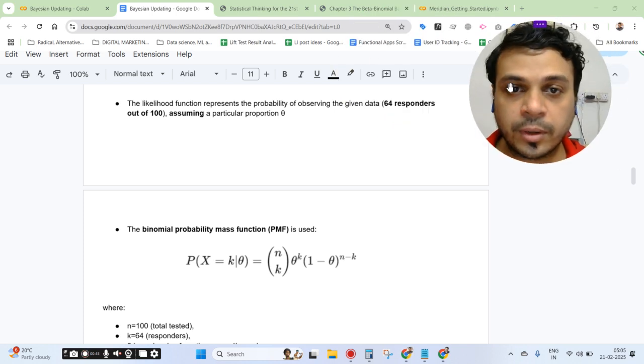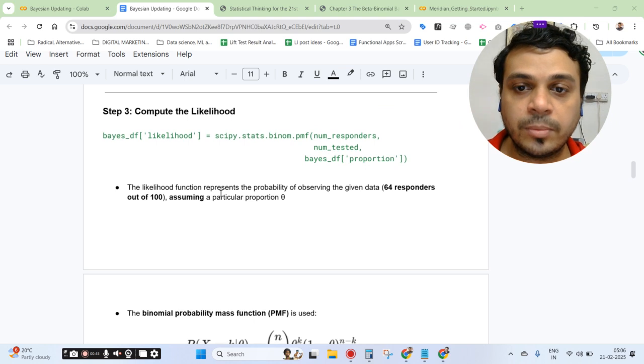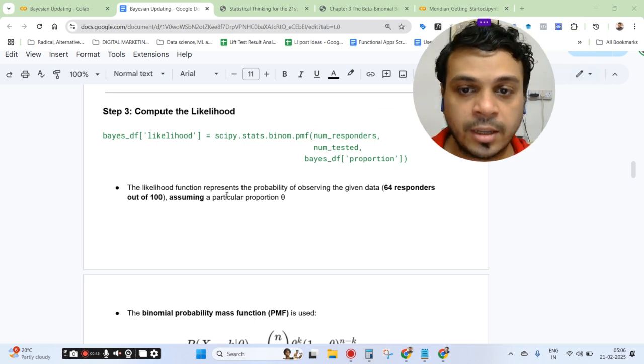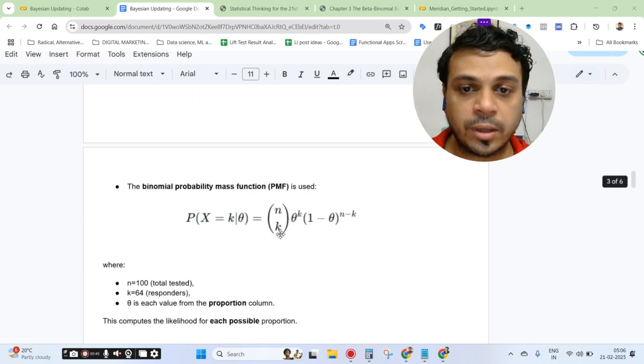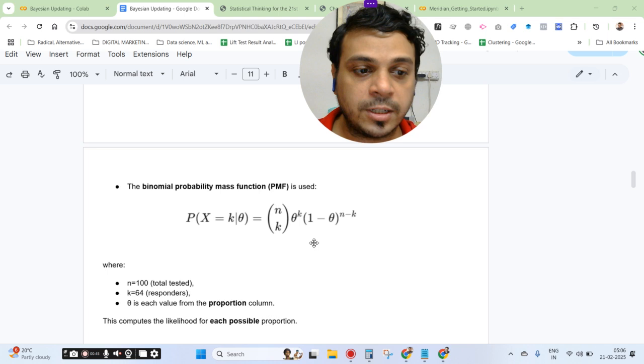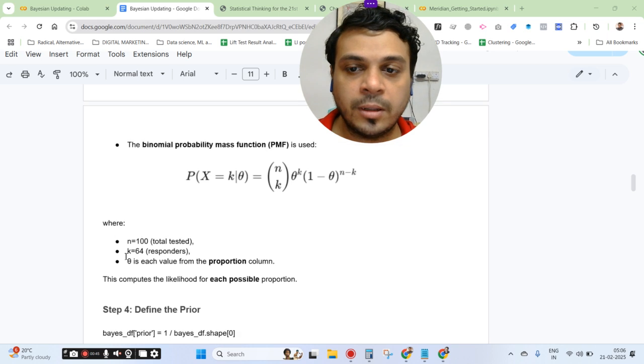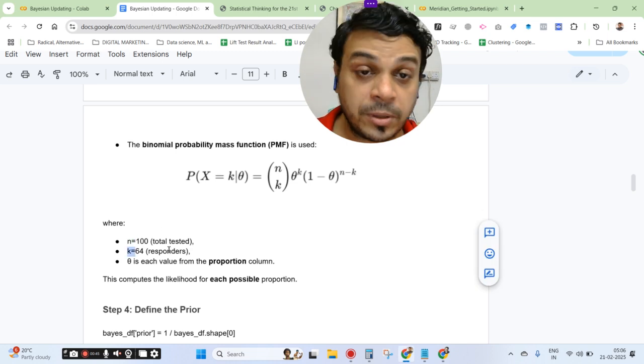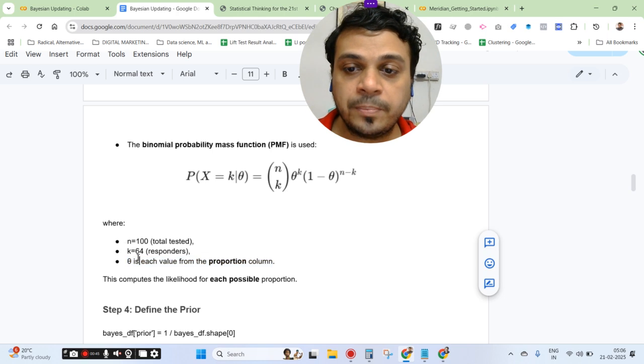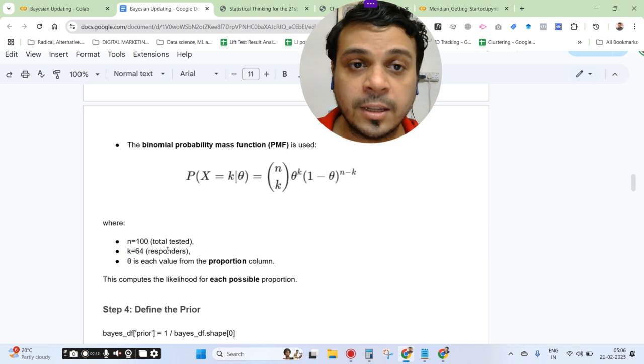If I quickly go through what's happening, the likelihood function represents the probability of observing the given data, assuming a particular proportion theta. So that's your hypothesis. This is the binomial probability mass function. It's a probability mass function because it's a discrete distribution, remember? And this is the regular binomial distribution formula. You have two major things which are varying. Your parameters, rather: your varying thing is your proportion, and you have n equal to 100 and k equal to 64 in this case. So basically the total number of trials and the number of successes.